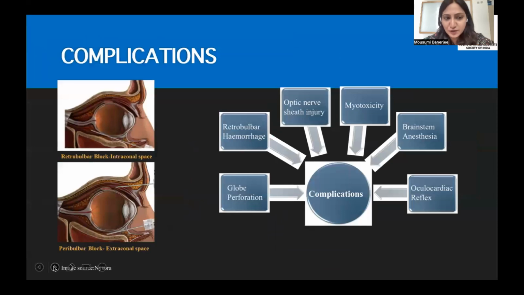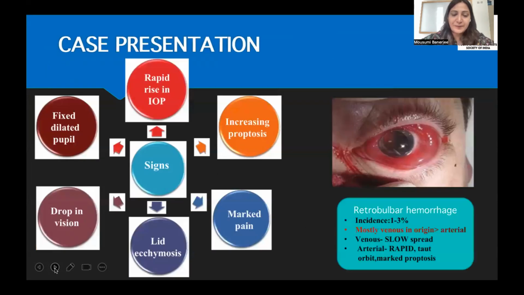Now, before we delve into the complications, let's do a quick revision. In retrobulbar block, the local anesthetic is injected in the intraconal space, whereas in peribulbar block, it's injected in the extraconal space. So, what are the complications that can happen? They are globe perforation, retrobulbar hemorrhage, optic nerve sheath injury, myotoxicity, brainstem anesthesia, and oculocardiac reflex. Now, let's go into the details of each complication one by one.